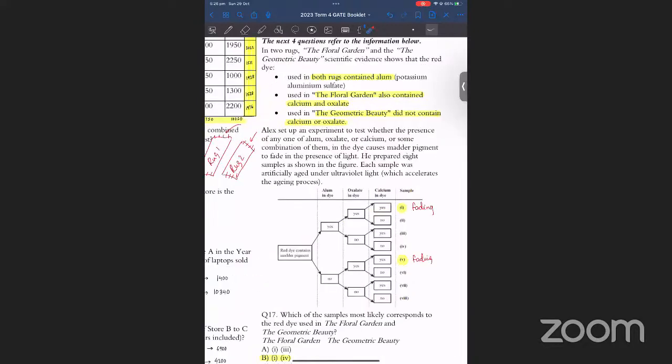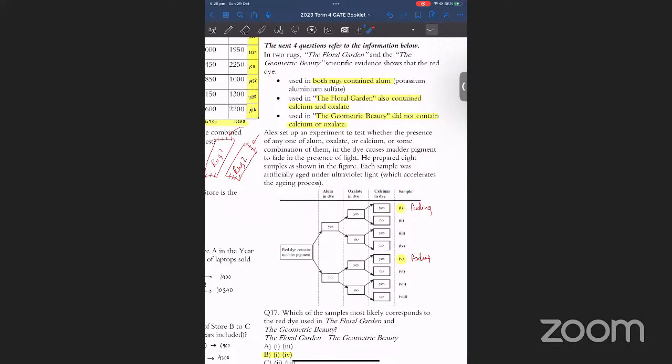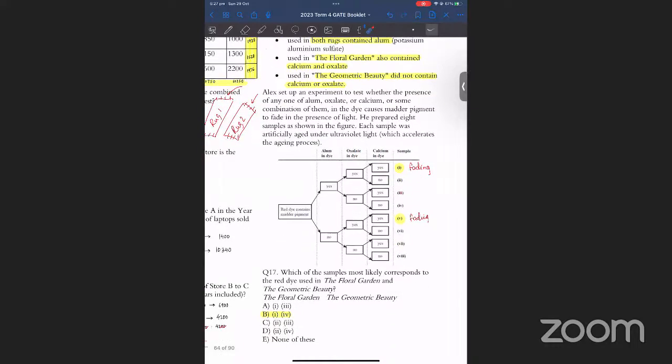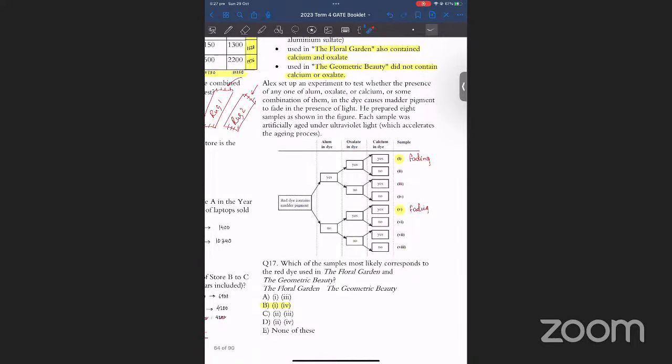In two rugs, the Floral Garden and the Geometric Beauty, scientific evidence shows that the red dye used in both rugs contains alum, potassium aluminum sulfate. The red dye used in Floral Garden also contained calcium and oxalate, and the red dye used in Geometric Beauty did not contain calcium or oxalate. Now Alex set up an experiment to test if the presence of any one of alum, oxalate, or calcium, or some combination of them in the red dye causes madder pigment to fade in the presence of light. He prepared 8 samples as shown in the figure.